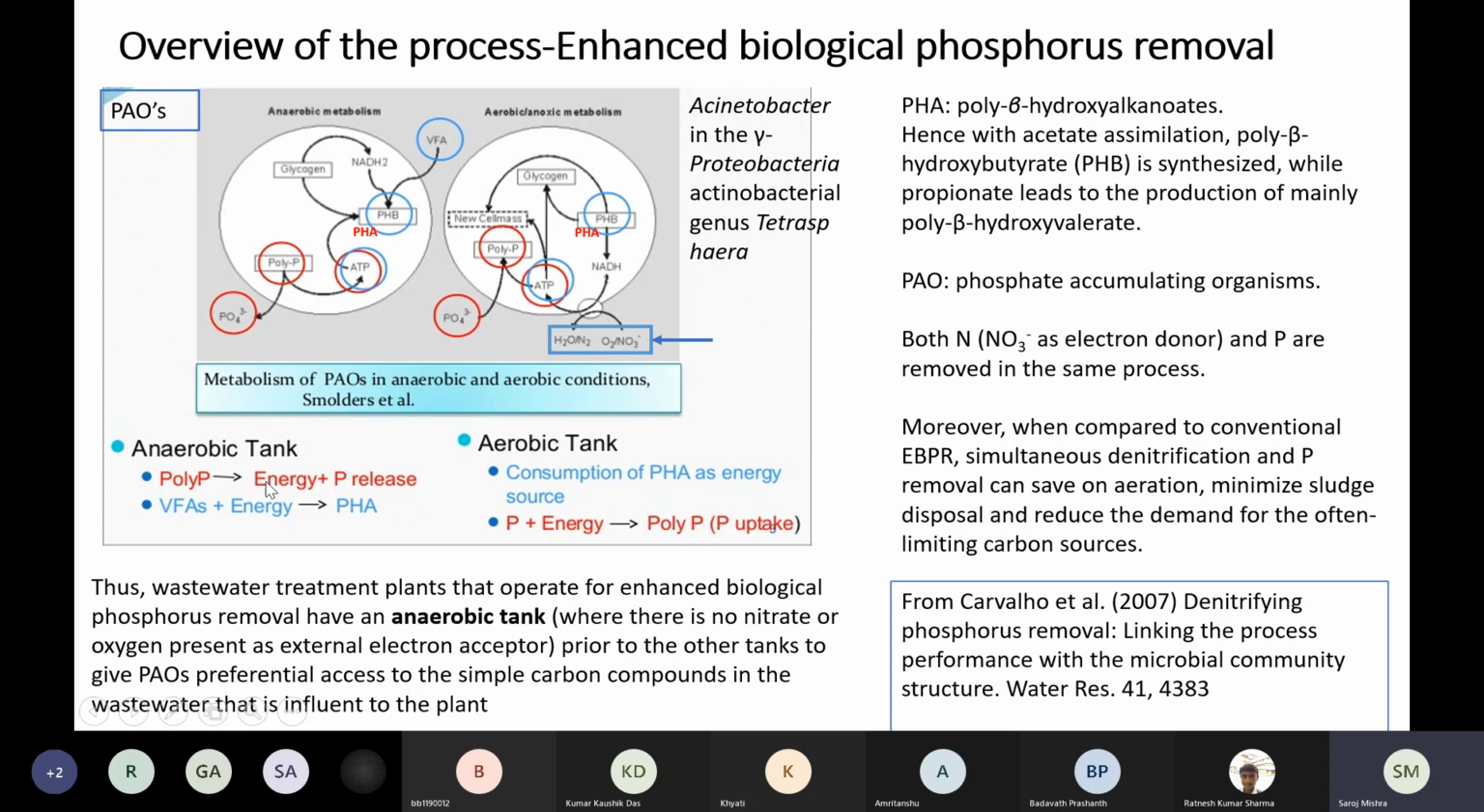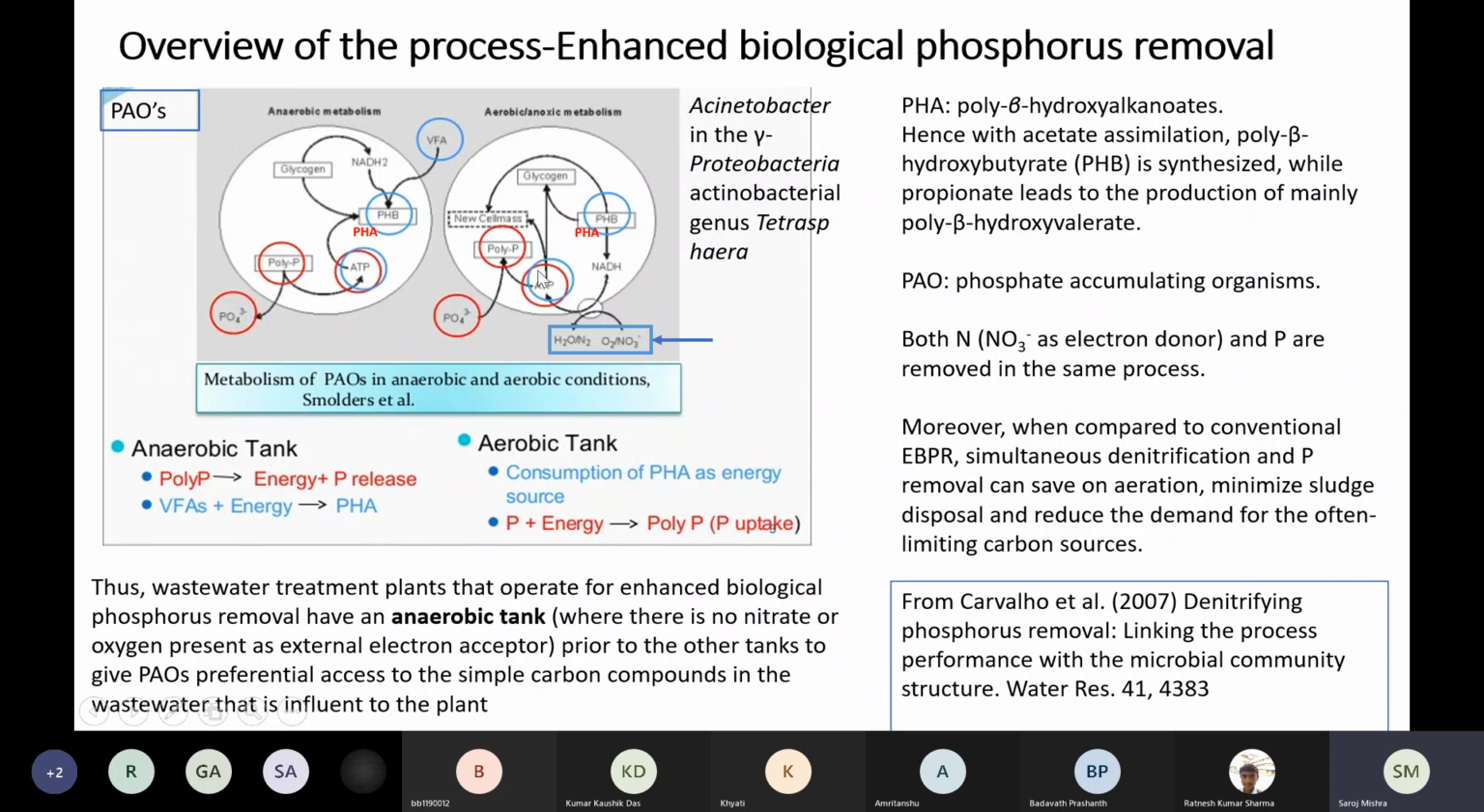In the anaerobic tank, the polyphosphate is hydrolyzed like you see in this picture. It releases the phosphorus and energy, and then the volatile fatty acids, which are taken up in the presence of this energy, are converted into PHA, which are polyhydroxyalkanoates. I will tell you what these are. These are basically storage materials inside the cell.